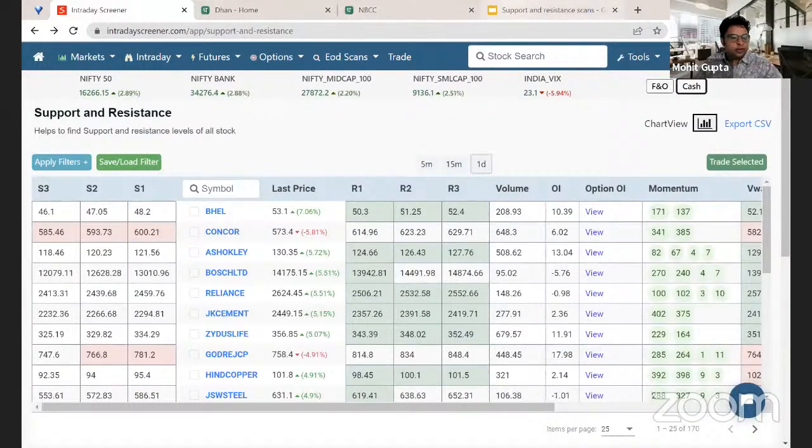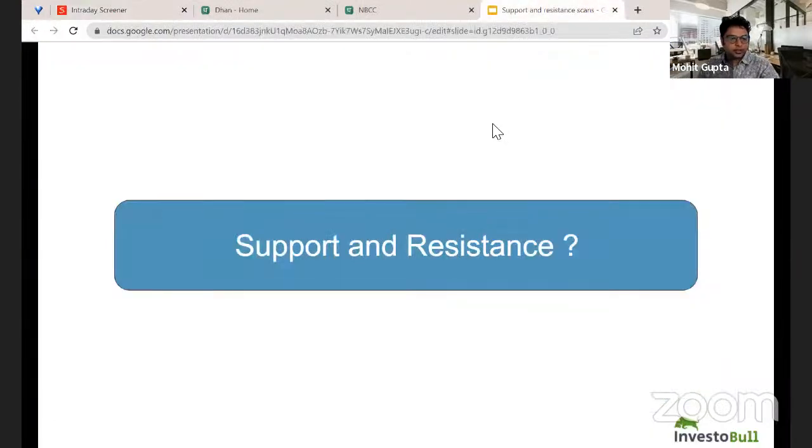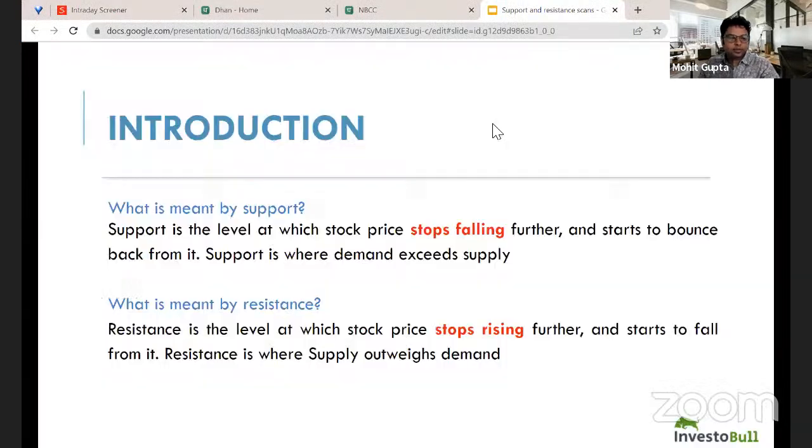Okay, so first of all, let's go back to our slide. So, what is support and resistance? Let's try to understand what is support and resistance. If you have any questions or any doubt, you can just keep on typing questions. If I see something, I will answer it immediately. Or if it is not important, I will keep it for the end. Not important as in not related to what I'm speaking at that point of time. Then I'll keep it for the end of the session.